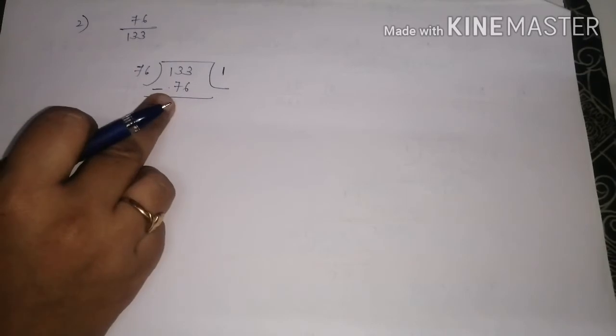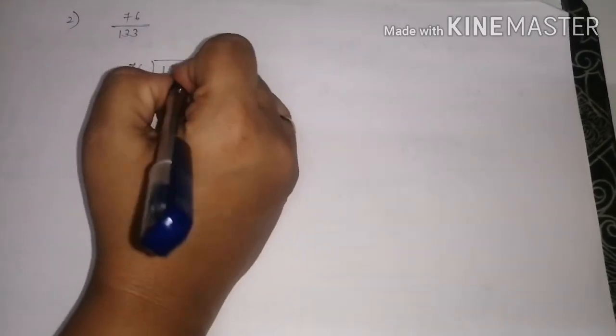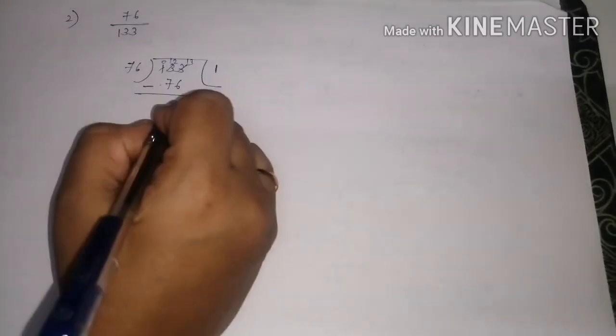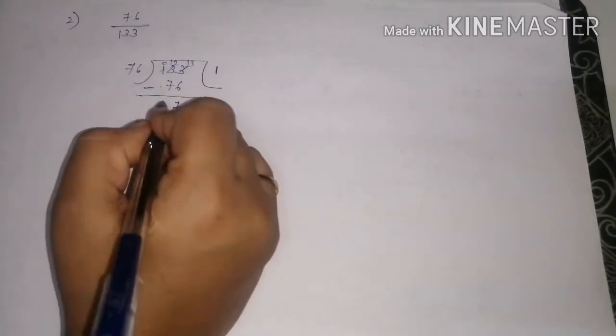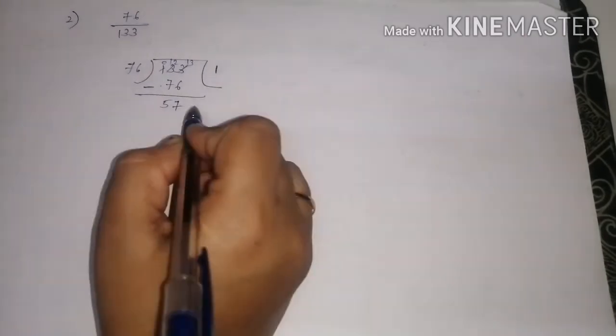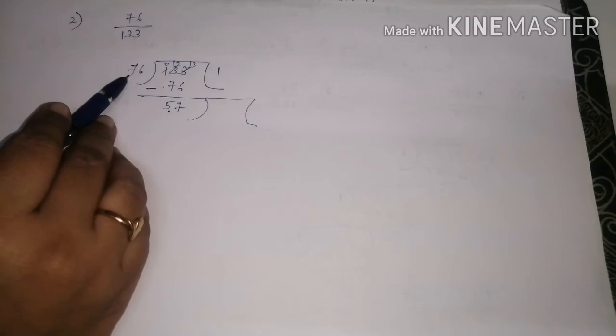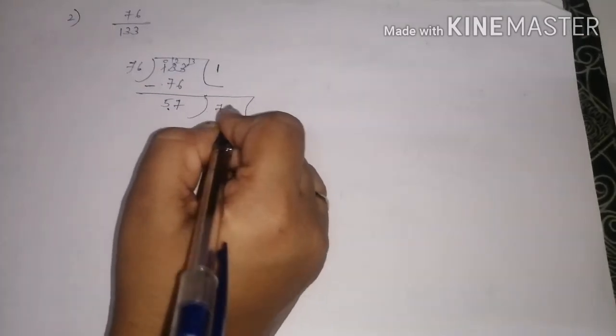If you subtract 133 by 76, here 13, here 0, here it will be 12. 13 minus 6 you will get 7. 12 minus 7 you will get 5. Now here it is 57, and more than 57, here it is 76. So this will be your dividend.